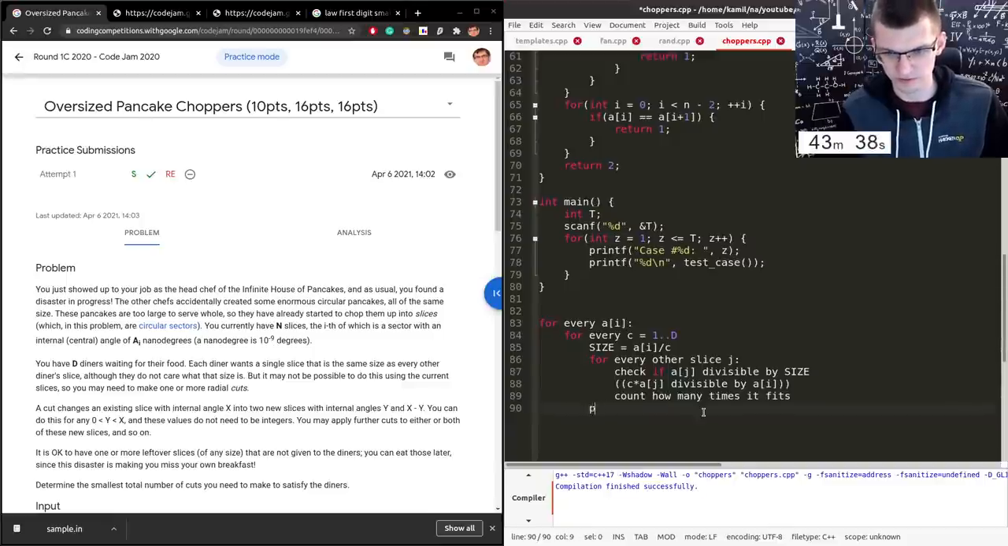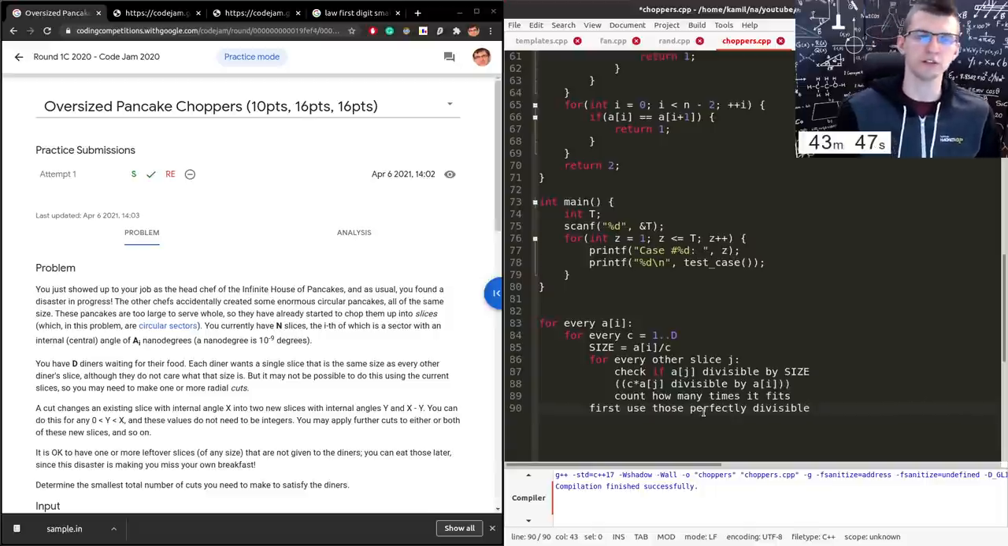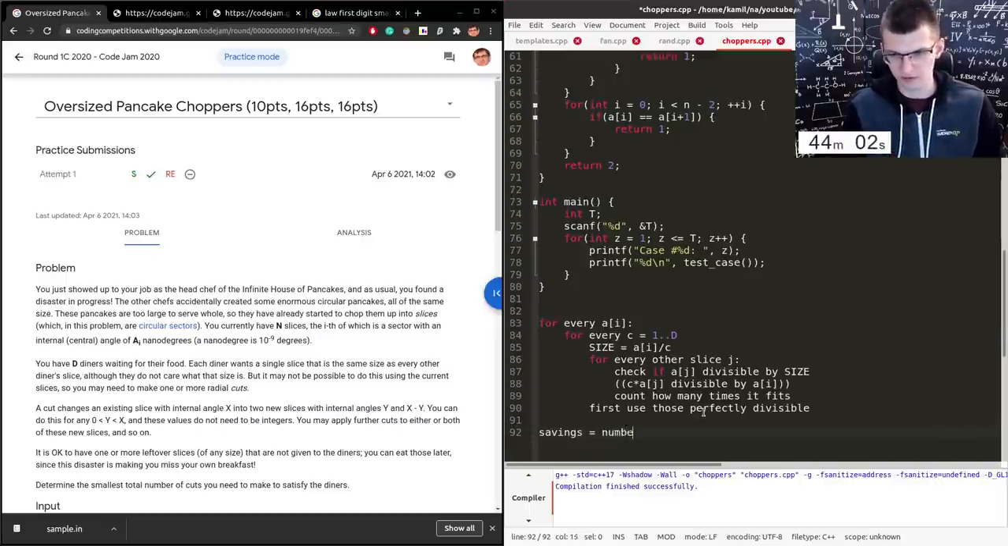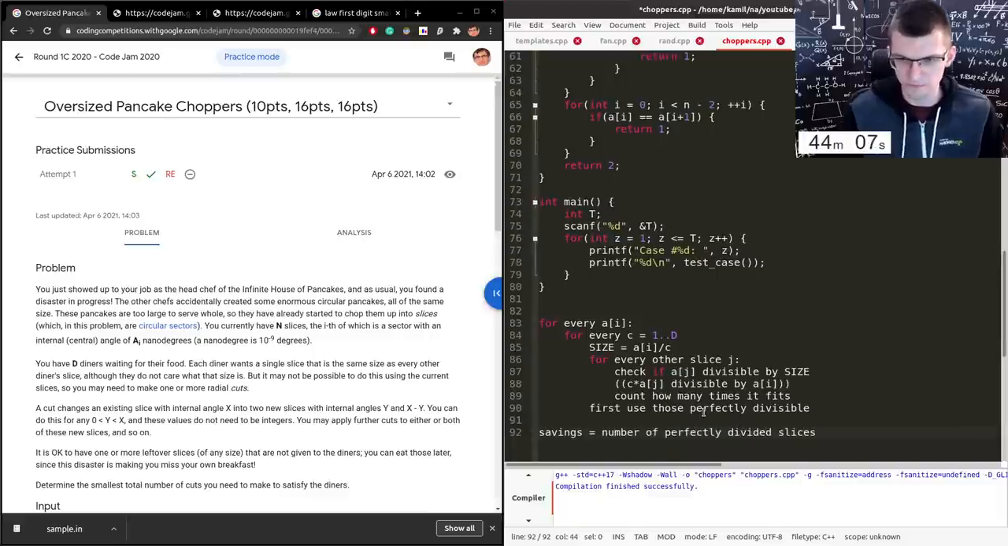with priority first use those perfectly divisible. And because we need to minimize the number of cuts, we maximize our savings. And I already said why savings is equal to the number of slices that we use to divide perfectly, of perfectly divided slices from the input. So I first try to use those that are divisible, but not many times.